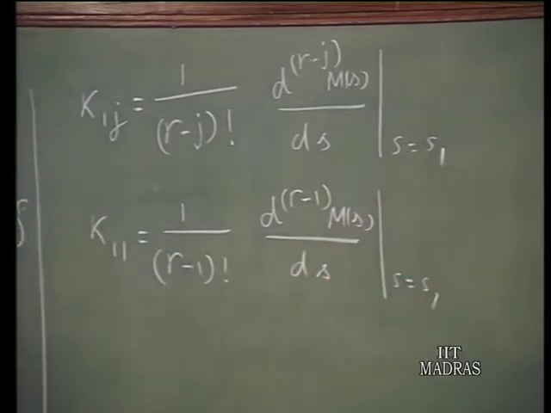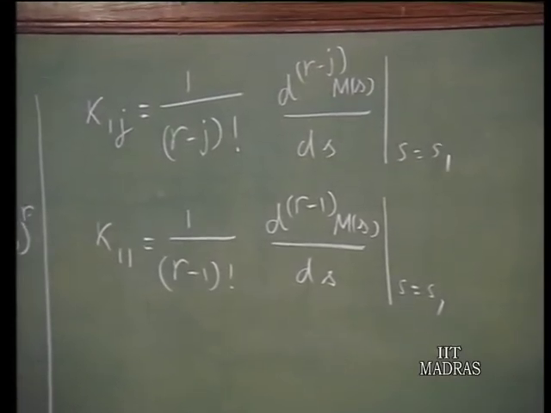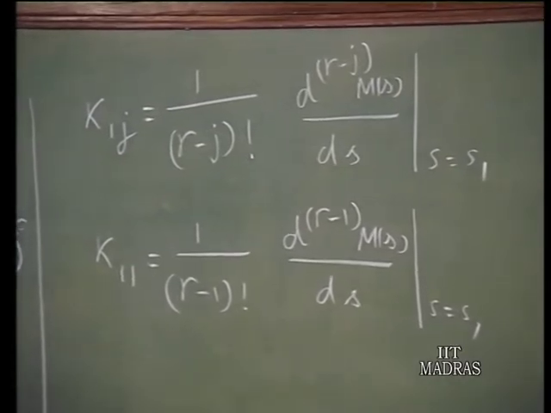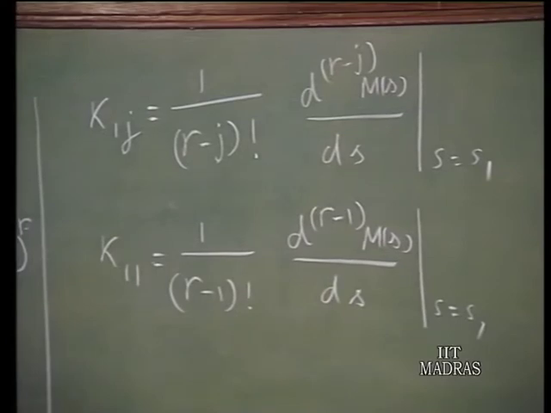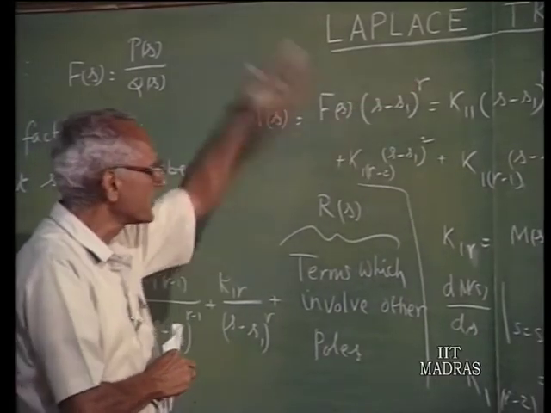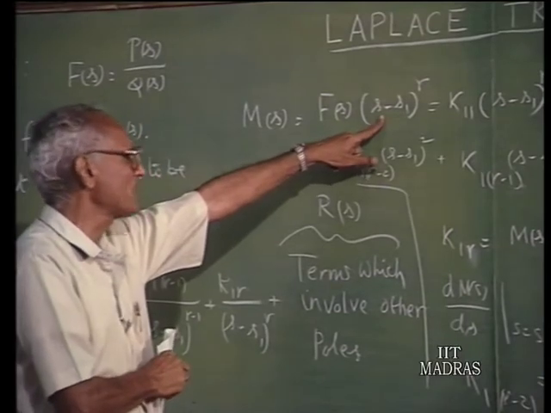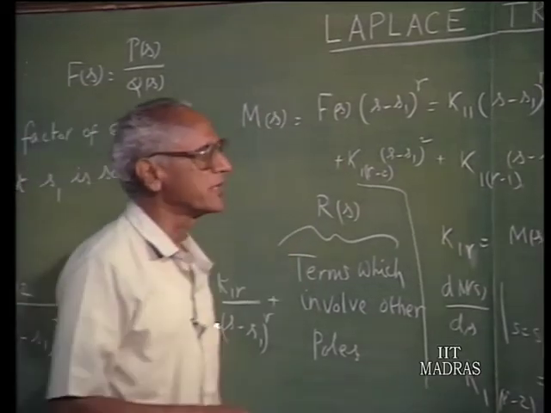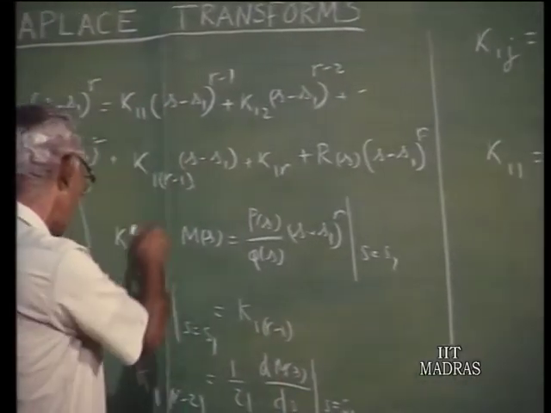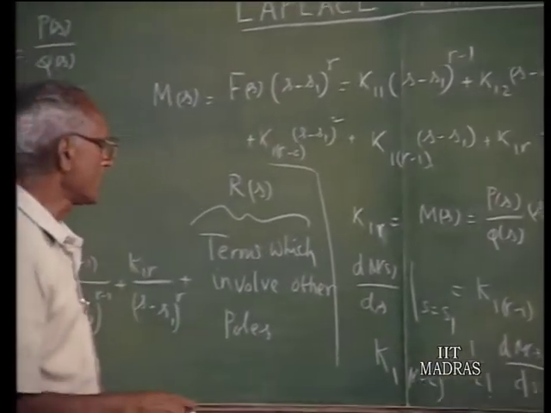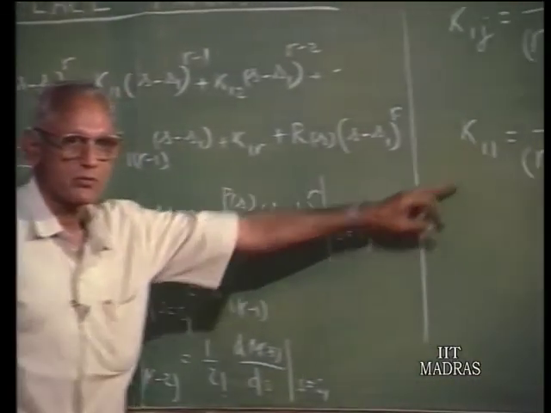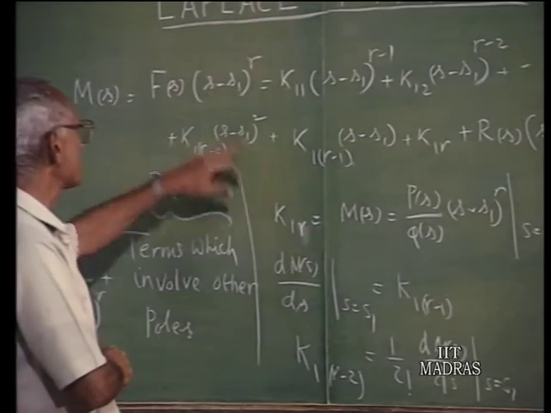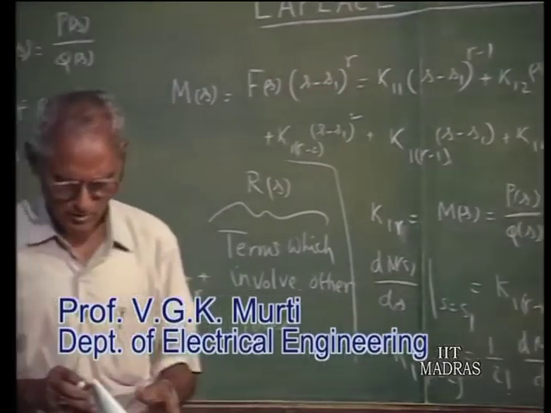So, in principle it is the same as what we have done in the first example worked out. Only thing is when you have got a large number of multiple order poles, you have to take successive derivatives of this term m of s, f of s times s minus s1 raised to the power of r. That is, you knock off the term in the denominator which is s minus s1 raised to the power of r, and the rest of the rational function you take successive derivatives and substitute at every stage s equals s1. So, you get all the terms in the partial fraction expansion starting from k1r right up to k11. k11 is the numerator of the linear factor, k1r is the numerator of the factor s minus s1 raised to the power of r. So, the principle is straightforward.